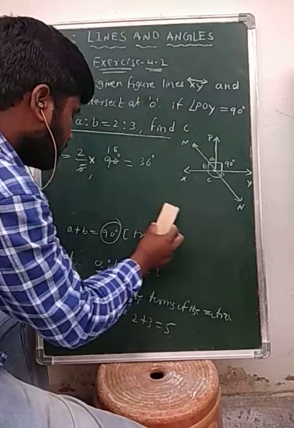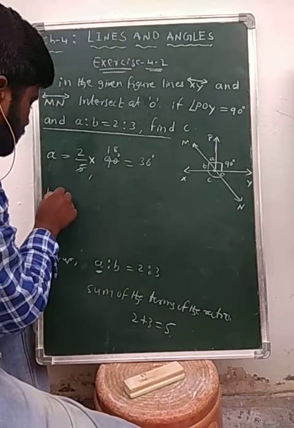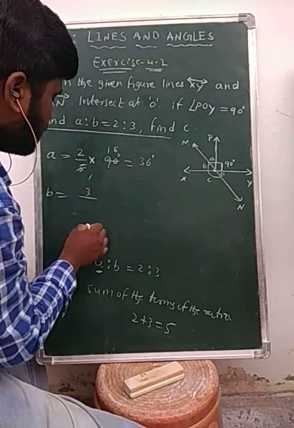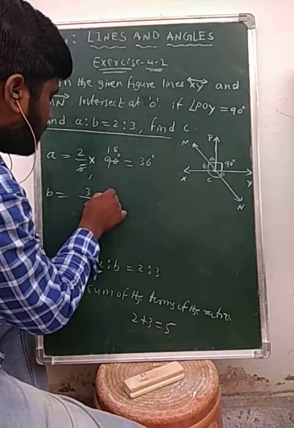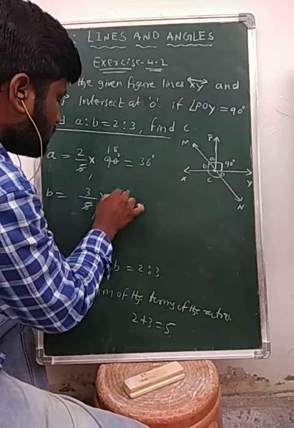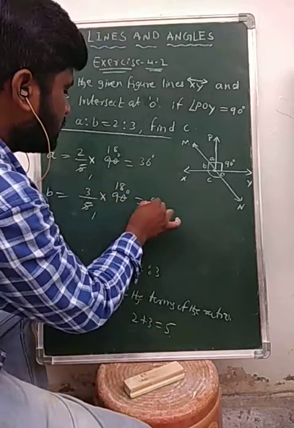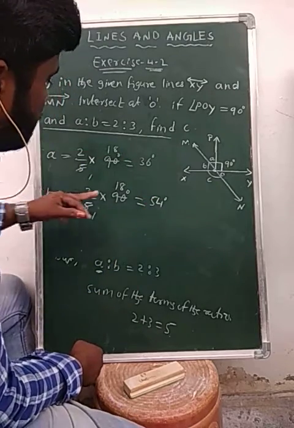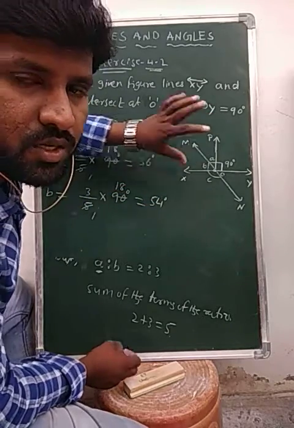In the same manner, if you want B, B is equal to its corresponding ratio term, that is 3 by the sum of the terms of the ratio, that is 5, into 90 degrees. That is 5 ones are 5, 18s. So clearly 3 into 18, that is 54 degrees. Clearly A means 36, B means 54. 36 plus 54 means 90 degrees. Okay?